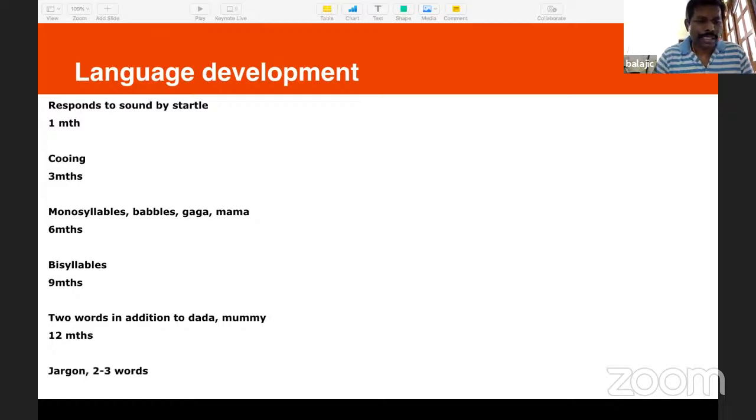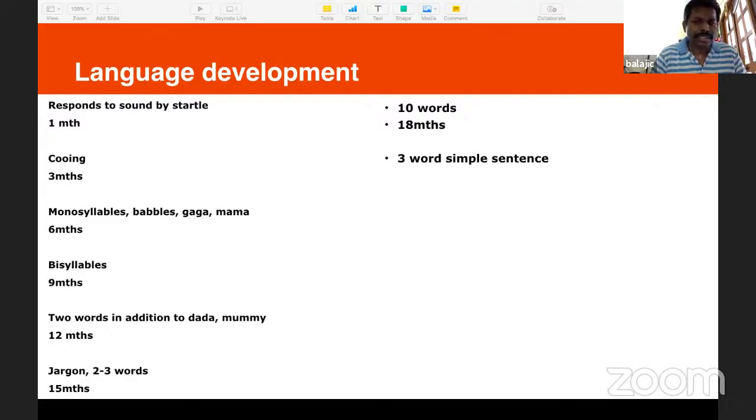Then jargon, a bit not understandable, by 15 months. So they start using the jargon. So that is by 15 months. And by 18 months they have some 10 words. And by 2 years they will talk a simple sentence. So a 3-word simple sentence by 2 years.